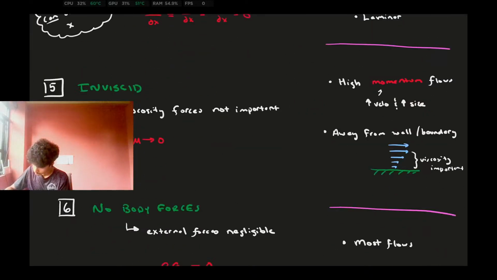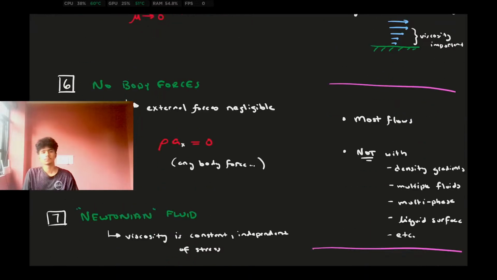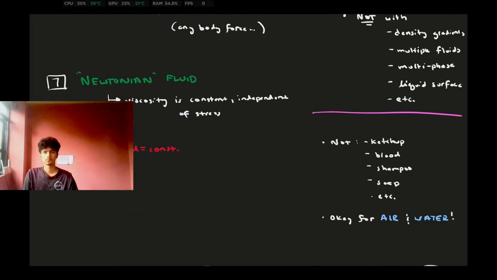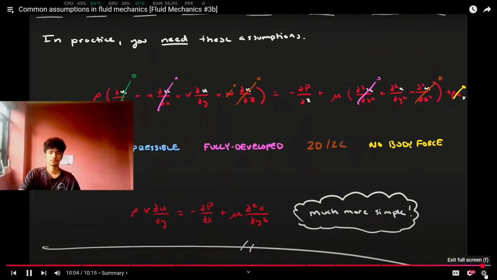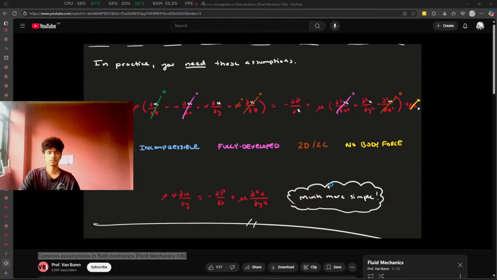The inviscid assumption means you can ignore viscosity completely, and the Newtonian assumption means viscosity is constant. Lastly, there are no body forces in the problem. You can easily set them to 0. In practice, you will regularly make use of all these assumptions.